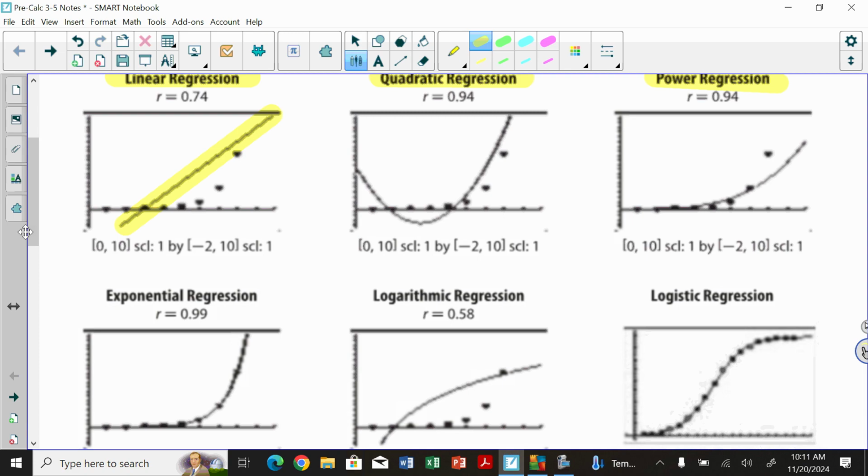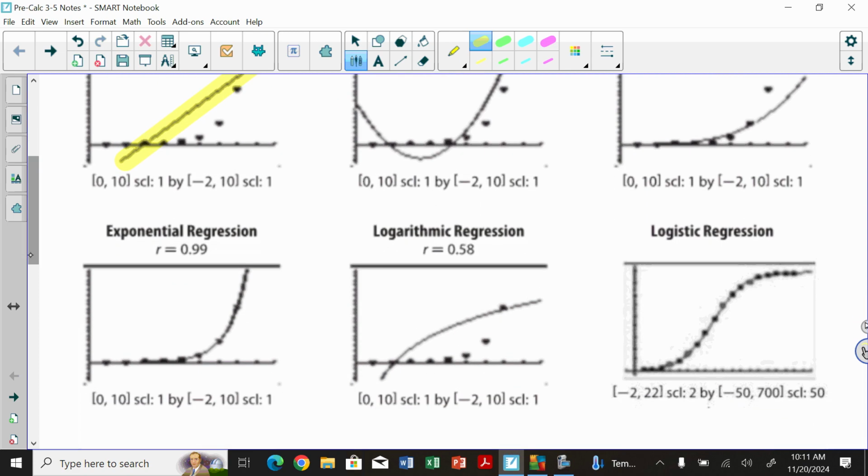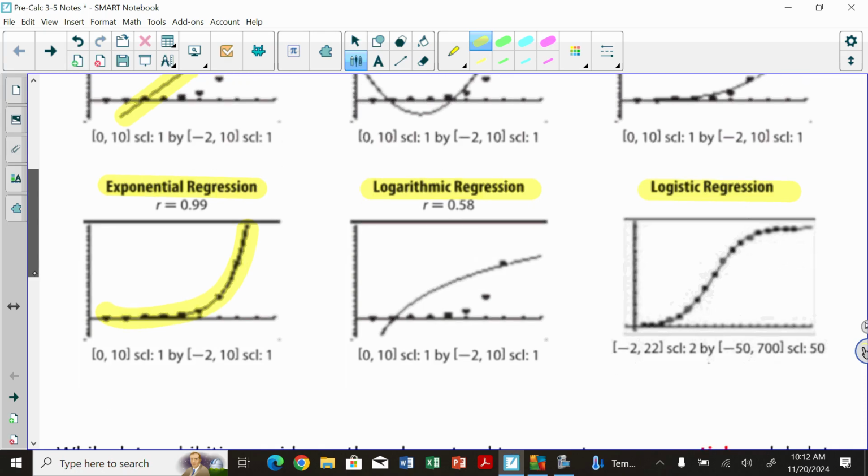Okay, so an exponential regression, you can see these points here look like they're going upward at an exponential rate. So maybe there's a curve that fits them pretty well. A logarithmic function here does the opposite, or similar to that. It goes up, but not as extremely. And then you have a logistic one here where it has this little curve to it.